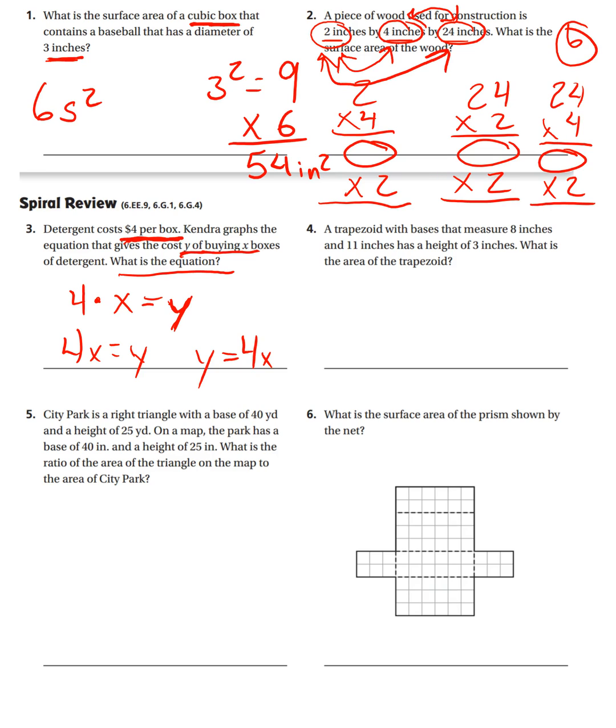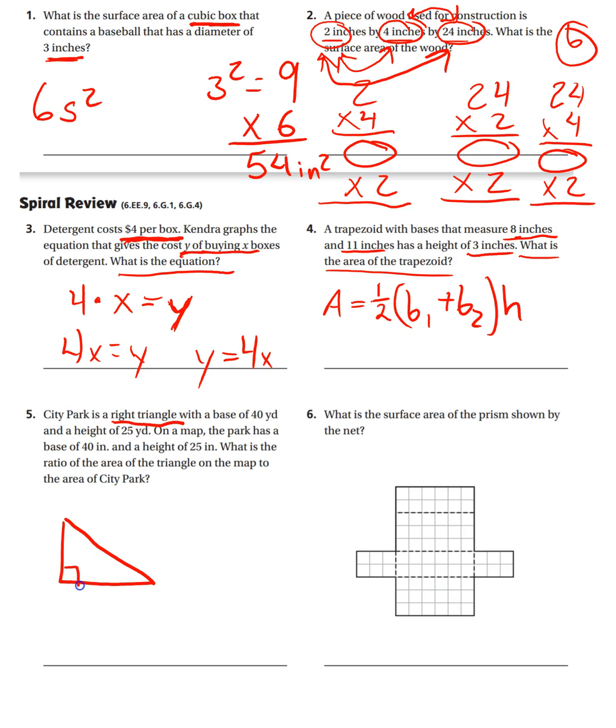Okay, number 4, a trapezoid with bases that measure 8 inches and 11 inches has a height of 3 inches. What is the area? Well, for a trapezoid, area equals 1/2 times base 1 plus base 2 times height. So now you just plug those numbers in. And again, if you're like me, you can change this 1/2 to 0.5 if you'd rather work with decimals. Okay, number 5. City Park is a right triangle.